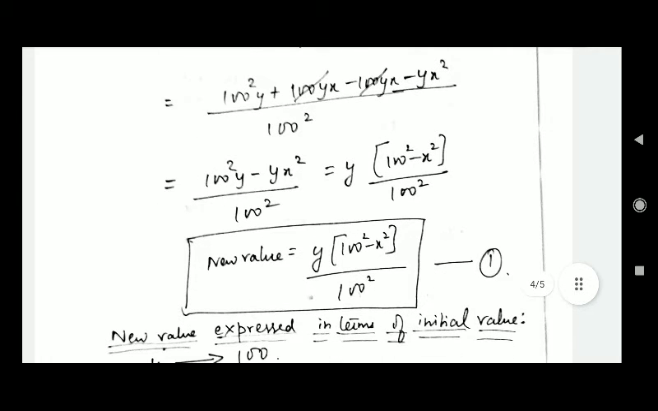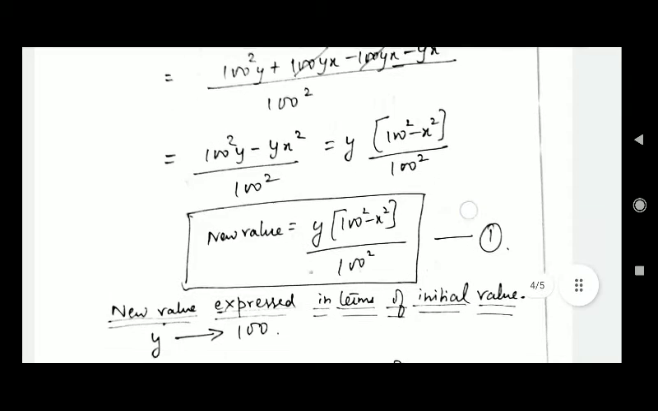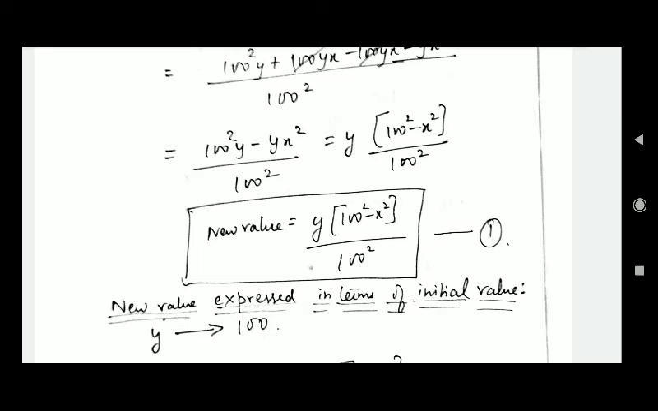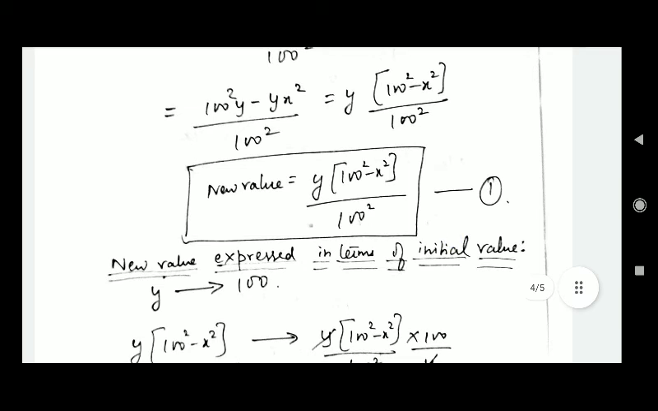So in comparative exams there are threefold equations which can be utilized effectively. For example, if we are given some random value 240 or 250, and if 240 or 250 is raised by some 30%, and again from the resultant it is dropped again by 30%, what will be the new value? If the question is asked like that, straight away we can use this formula: y into 100 square minus x square by 100 square, where y is our initial value.